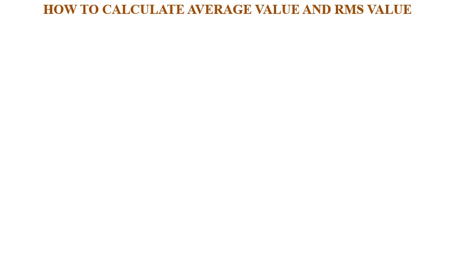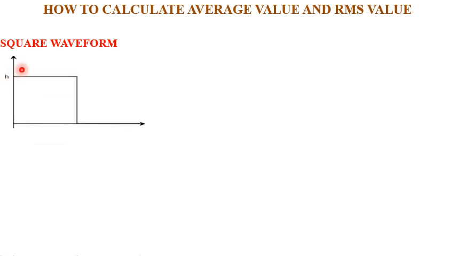We want to learn how to calculate the average value and the RMS value of the various waveforms. So I want to take the first waveform, which we call the square waveform. So with the square waveform, it looks like this. So you'll be given a waveform that looks like this. This will be the maximum value, or the amplitude. So let's say the H is it, and this will be the time. This will be the duration.